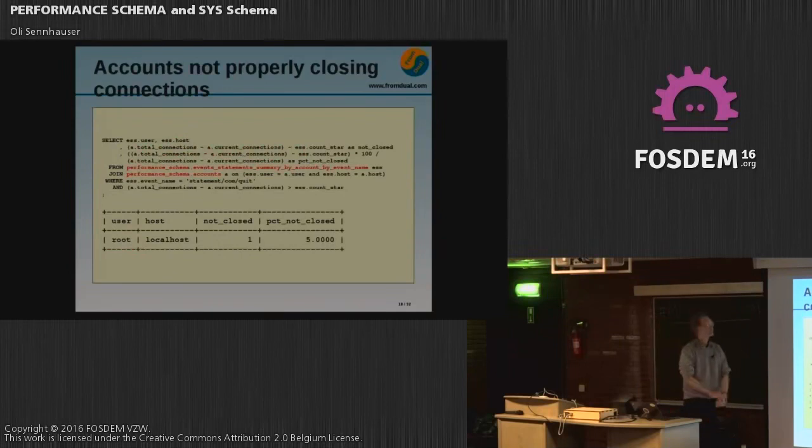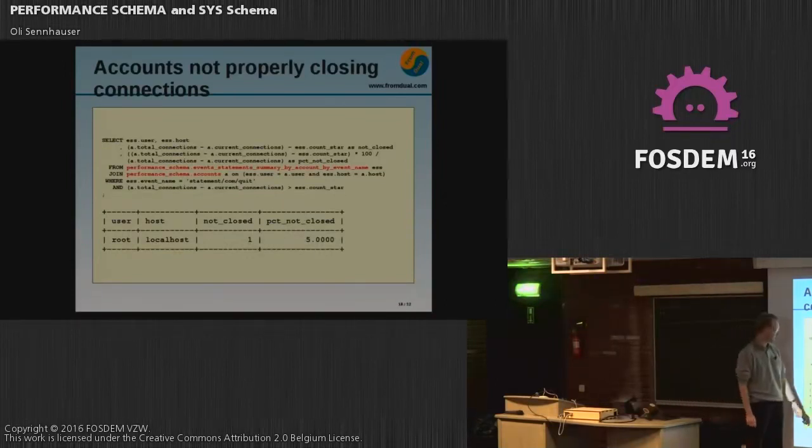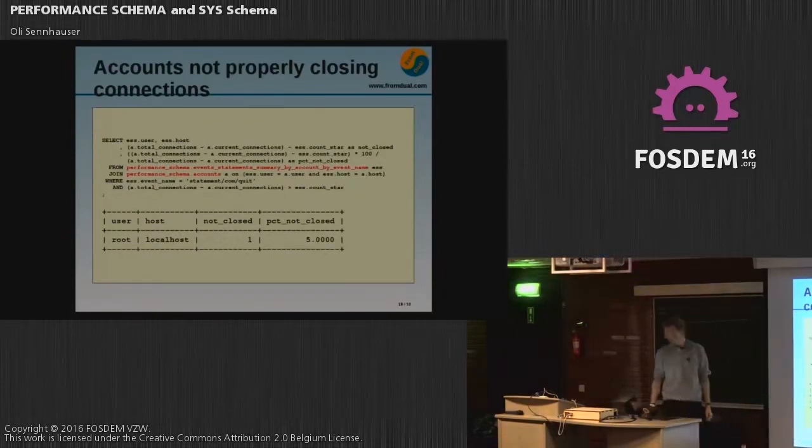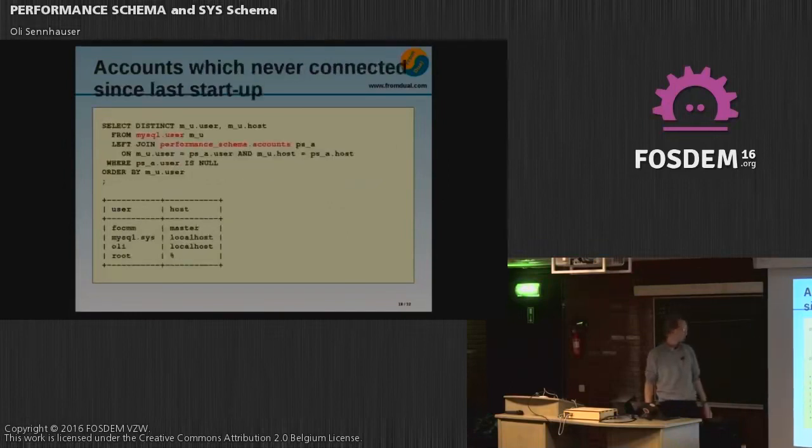Or accounts not closing connections properly. Who has such applications? Anybody? Or is everybody closing the connection to the database properly? Okay. We can easily find in the performance schema who was not closing the connection properly. So here was one not closing. I really had to kill the connection to get the values. So 5% of my connections were not closed properly. But in reality, it will look different.